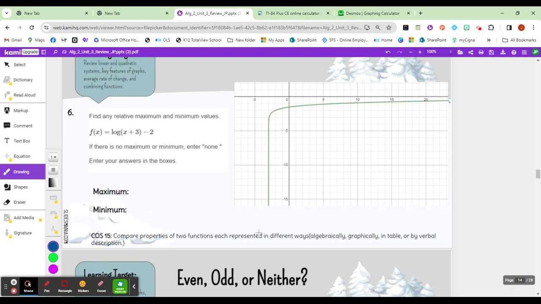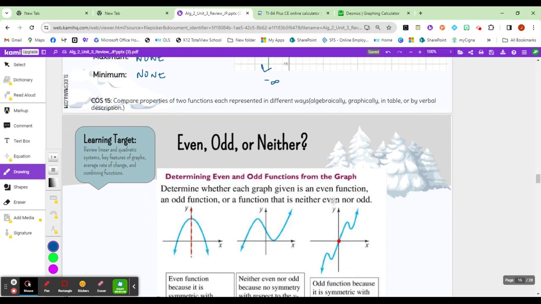Number 6 says find the relative maximum and minimum. This graph is not going to have either one. This is a log graph. It's not ever going to reach a high point or a low point. It's gradually increasing, and it's not going to go up to a high point and then come back down. So it doesn't have a max. And then the minimum y value just goes to negative infinity. So that's not going to be a number. That's a destination. So on this one, the max and the min are nones.